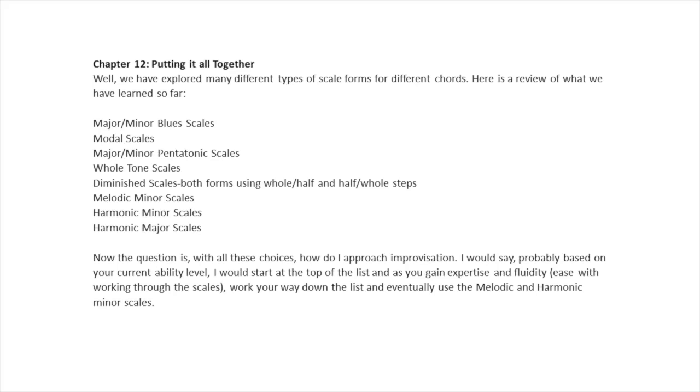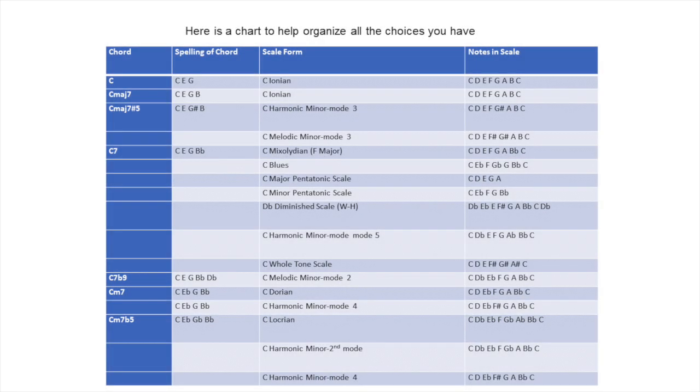Now the question is, with all these choices, how do I approach improvisation? I would say probably based on your current ability level, I would start at the top of the list, and as you gain expertise and fluidity, work your way down the list and eventually use the melodic and harmonic minor scales. Coming up is a chart to help you organize all the choices you have.